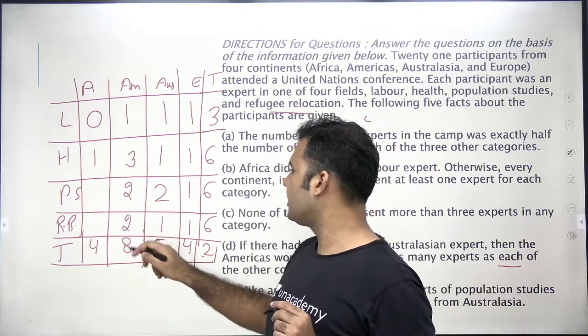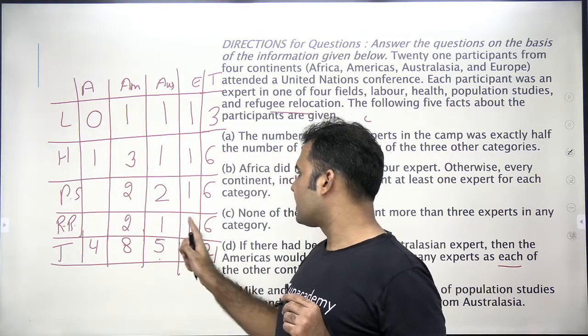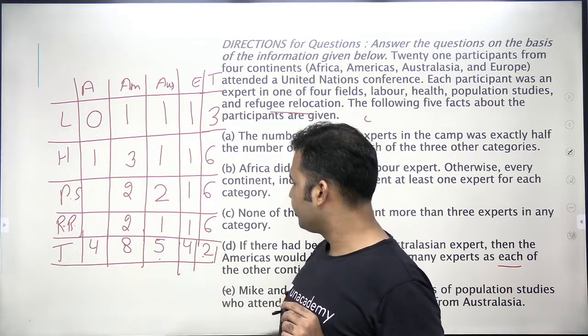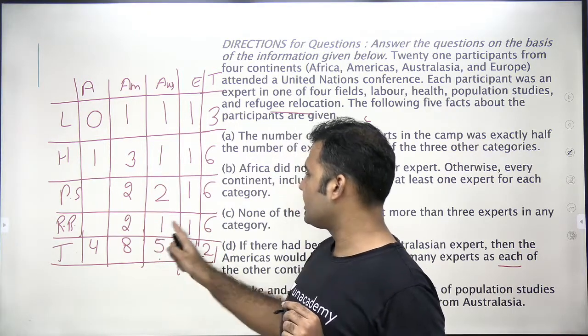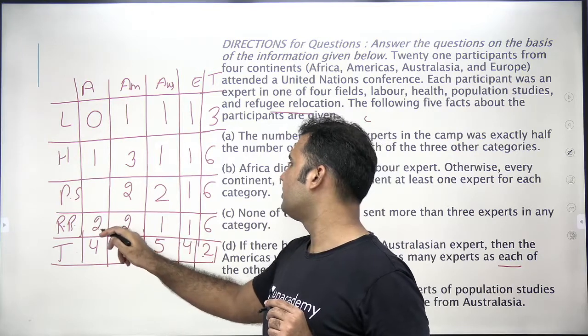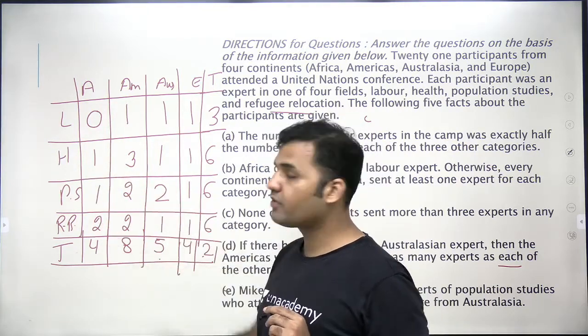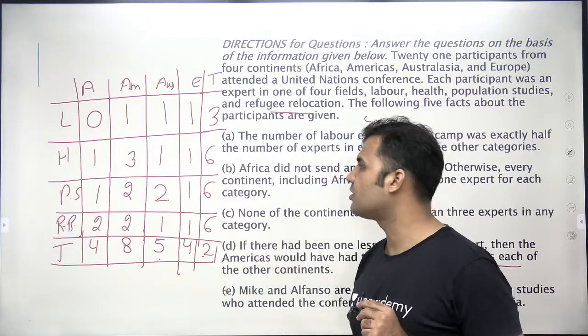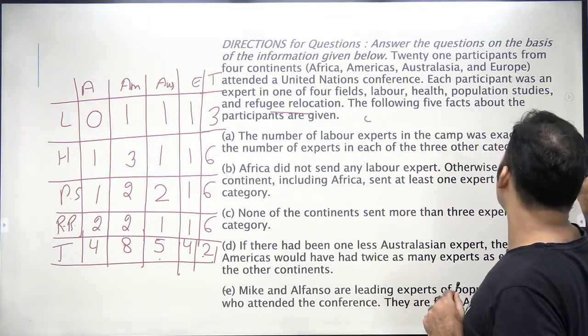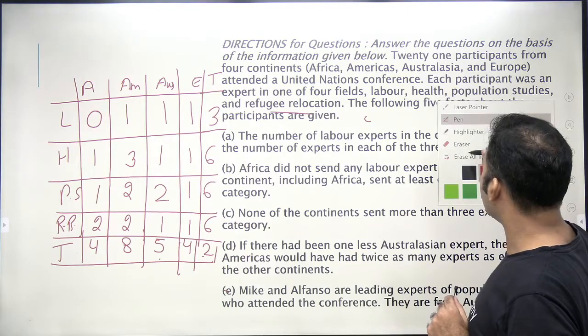6 plus 2 will be 8. 2 plus 1 plus 3. The total needs to be 6. 2 plus 1 plus 1 is 4, the remaining will be 2. 2 plus 2 plus 1 is 5. The total needs to be 6, but the total is coming out to be 4. Is it a possible option? Yes, it is a possible option, right? That means the second option is also not the answer.